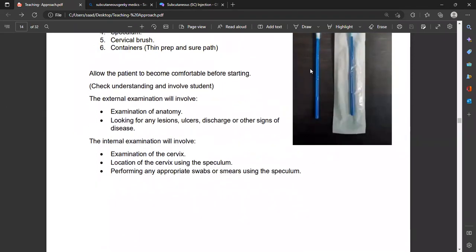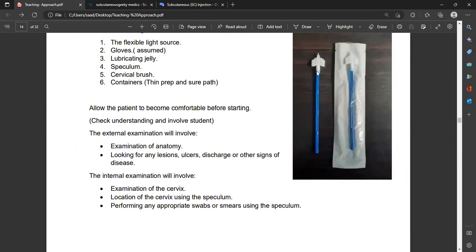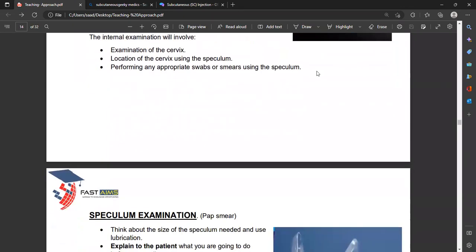Just remember, if it is thin prep, you have to dip 10 times. If it is short path, you have to detach this white part into the short path. Remember these two things. It could be any one of them, but there will be only one. Just remember this. Do not forget this.